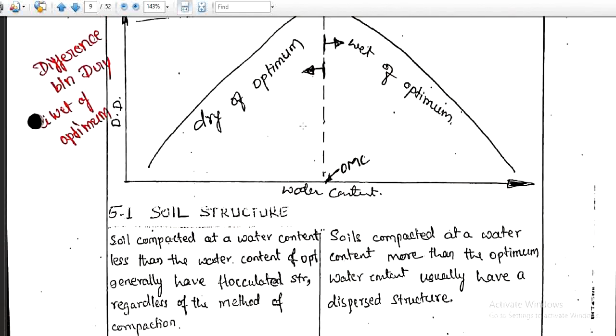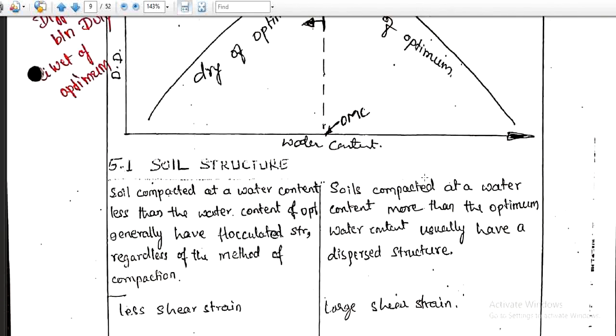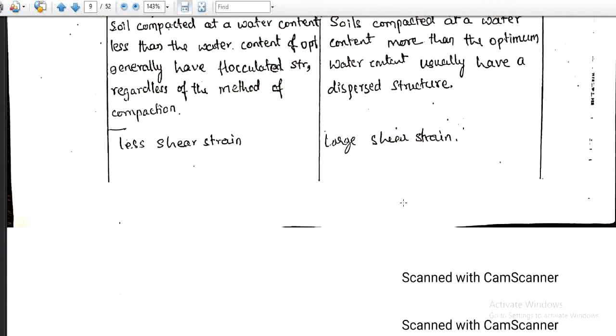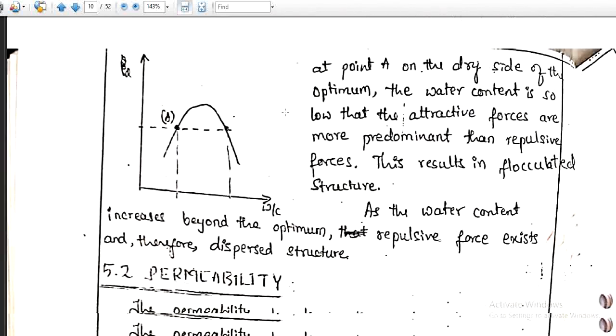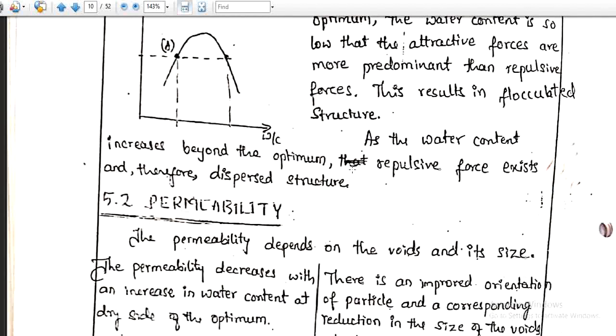So dry of optimum will have less shear strength and wet of optimum will have large shear strength. This is justified over here. At point A on the dry side of optimum, the water content is so low that the attraction forces are more predominant than repulsive forces. This results in flocculated structure.